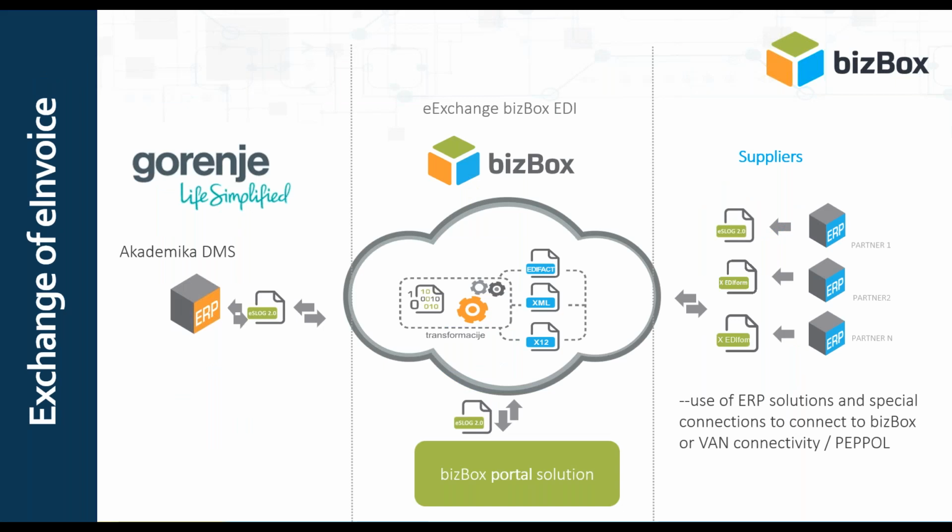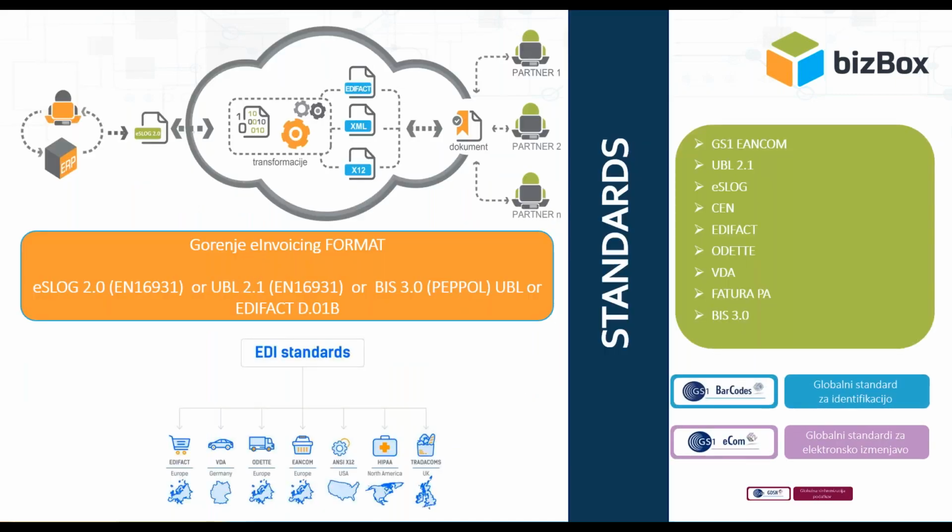Here in this picture, we can see a technical display of the exchange of invoices with Gorenje Hisense Group. Regardless of your invoice EDI format or exchange method, bizBox services make sure that the recipient on the other side receives the invoice in the way they receive it. You can send an invoice to companies in Gorenje Hisense Group in prescribed formats such as UBL, BIS 3.0, this is the PEPPOL format, EDIFACT, Fatura.